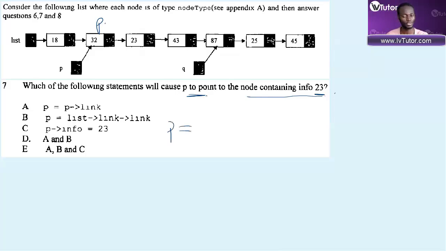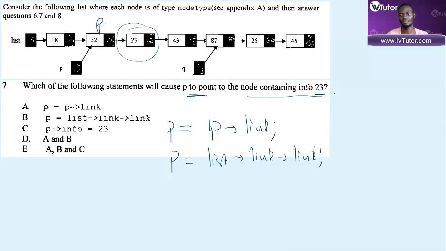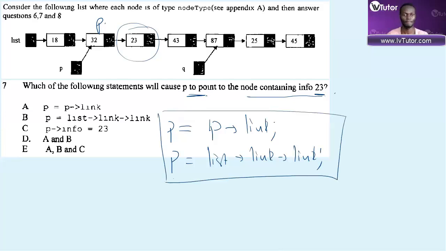So how can we, in other words, move P to the node containing info 23? Moving a pointer equals this node. What is this node? This node is p.link. So you can just go p.link. And remember, this node is also list.link. Both can do. So we can either say P equals p.link or P equals list.link. These two are equivalent.